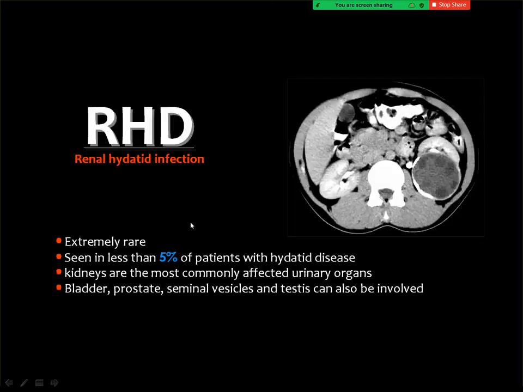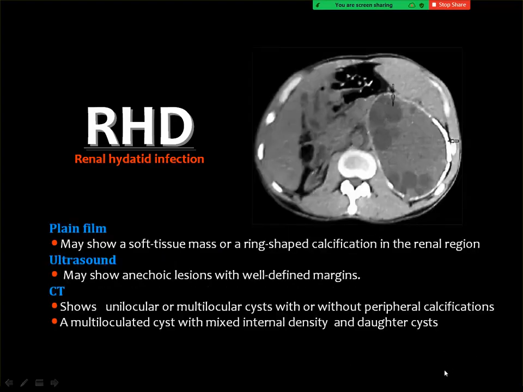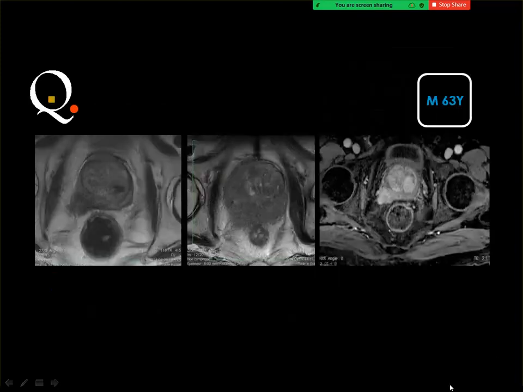The renal hydatid cyst is considered in the literature an extremely rare pathology, seen in less than 5% of patients with hydatid disease. Of course, the common sites are the lung, liver, and spleen, but many organs can also be involved. The classic appearances of hydatid cysts are one of three: cyst with calcification of its wall, cyst with internal floating membranes, cyst with internal daughter cysts inside.